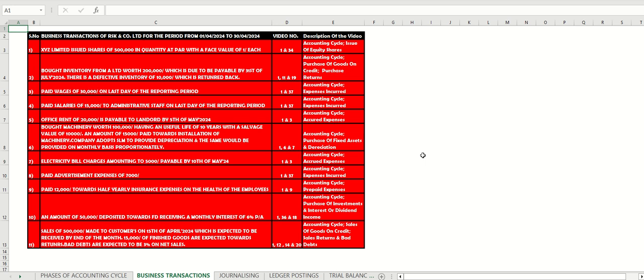Now let's move to the third business transaction, which is paid wages of 30,000 on the last day of the reporting period. So this RSK and Co had incurred some expenses related to the wages, and the same would get paid on the last day of the reporting period, which means this expense has been incurred in the current period, and also it would get paid in the same reporting period. So it primarily happens on the cash basis.